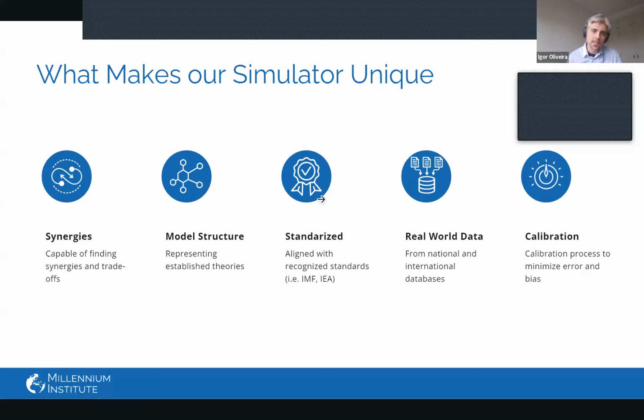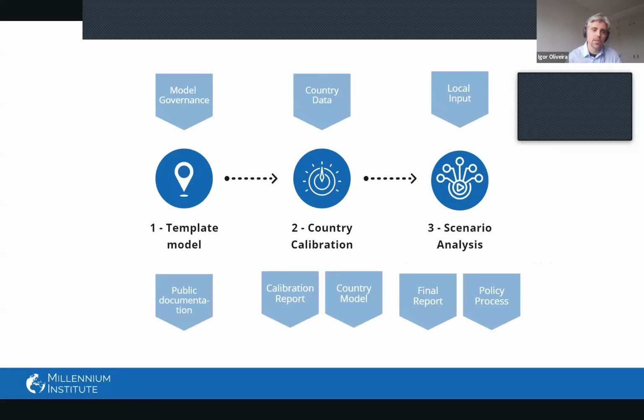So it's really perhaps a different approach compared to what you're used to, but each aspect of it is very rigorous, and we have a model governance structure that helps us do a continuous improvement of this process and of the structure of the model itself. So our template model is publicly documented. The key assumptions are available for you to check on our website.